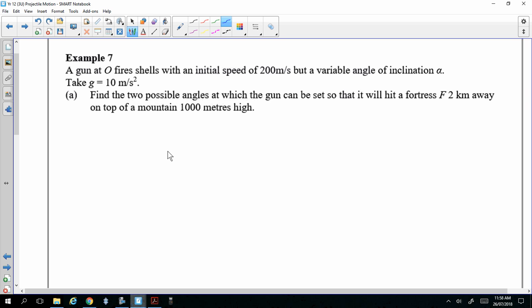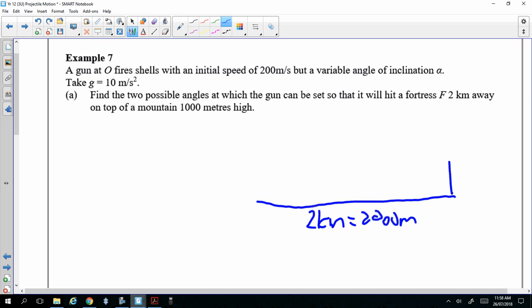So we've got this part. That's 2 kilometers away, which is 2,000 meters, and a height of 1,000 meters high. Okay, that's the diagram. So it hits like this, something like that, right?